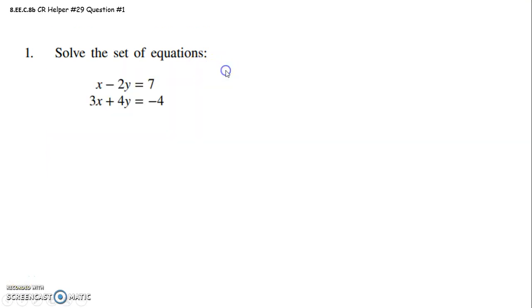Eighth graders, this is to help you with question 1 on CR 29. It says solve the set of equations. X minus 2y equals 7. 3x plus 4y equals negative 4. Okay, I'm going to use a method called addition elimination.